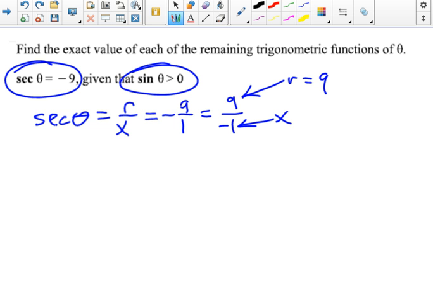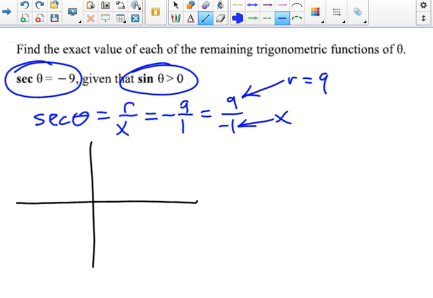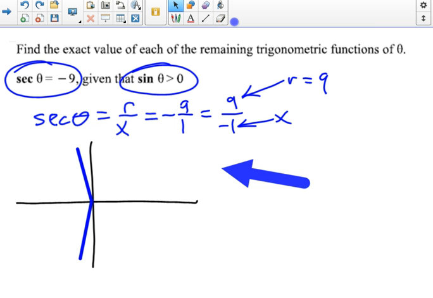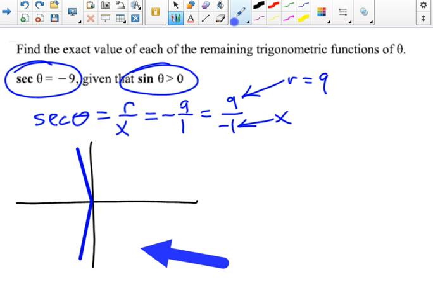Now we take a quick look and see where that occurs. The only place is where x is just negative 1 and r is 9. So we're going to go either up here or down here. Both would be situations where our x is negative 1 and our r is 9. But which one is it?